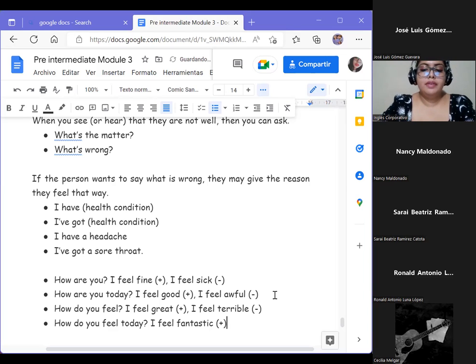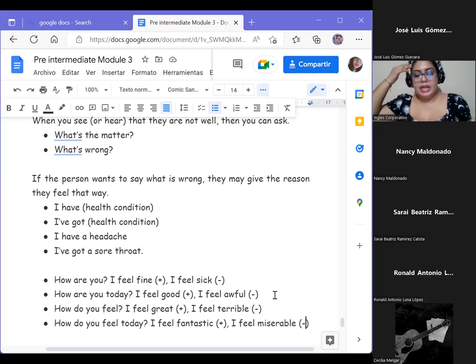Positive, positive, and also I feel miserable. That is negative. So we can construct a conversation when someone is asking, "Hey, how do you feel?" And we can say, "Not so good." "What's the matter?" "I have a headache." "I'm so sorry to hear that."